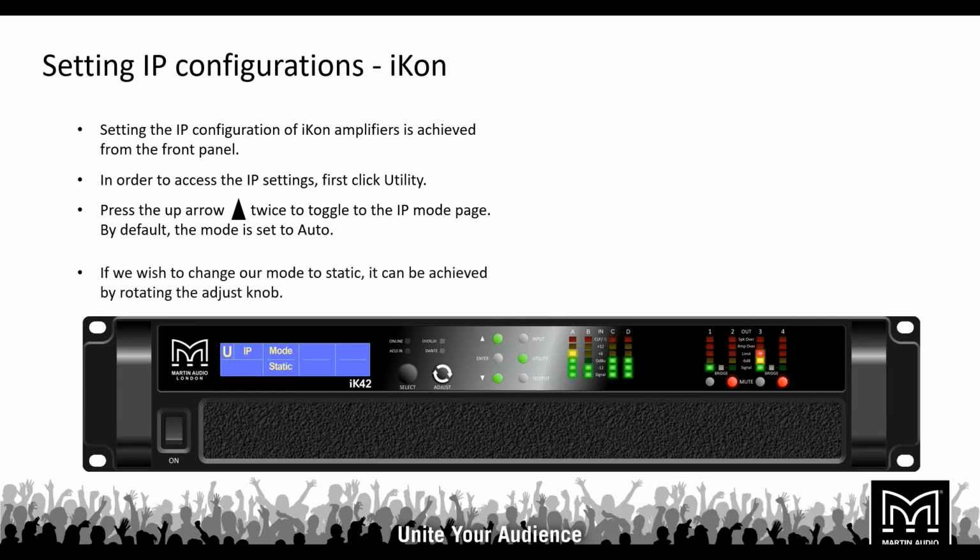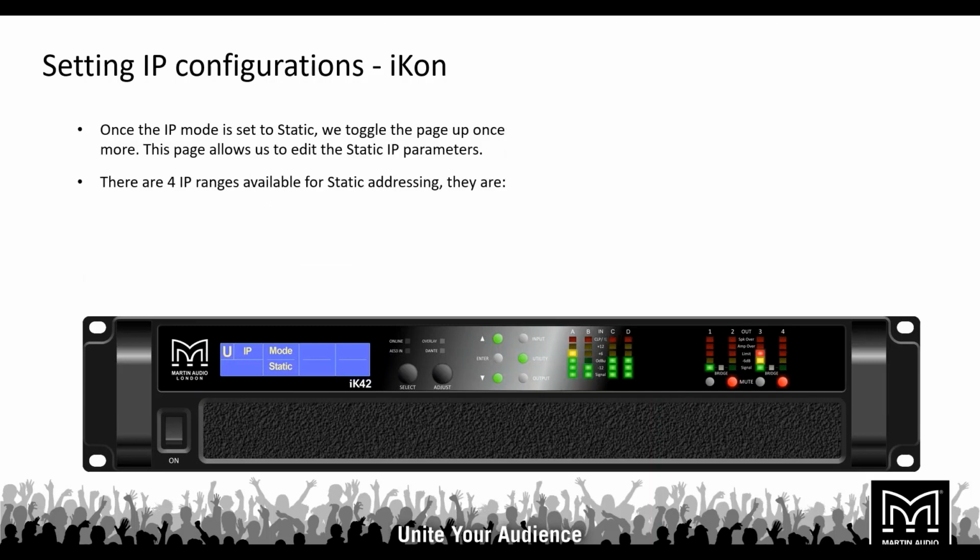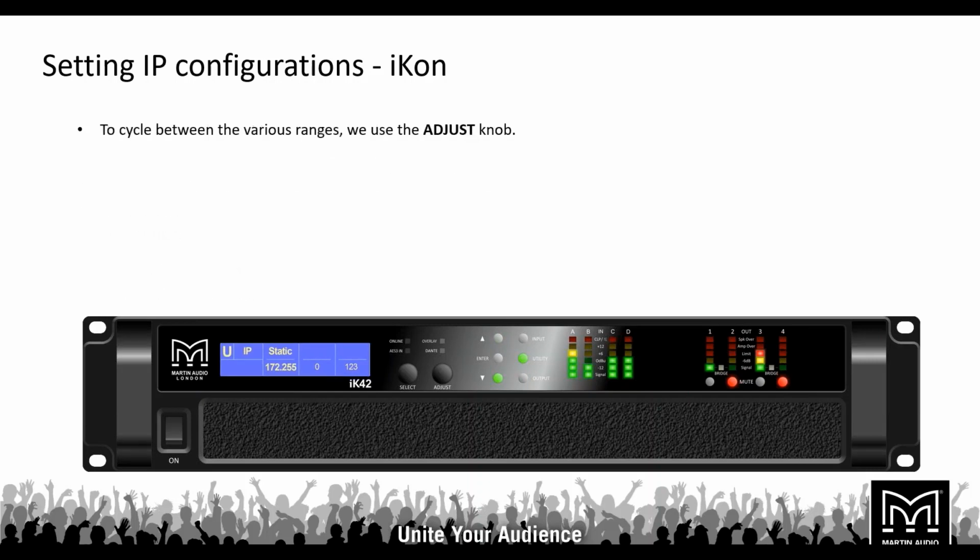If we wish to change that, we can hit the adjust knob, which will make it static. Now in static mode, there are 4 available ranges, which are 192.168, the 169.254 we've already mentioned, 10.0 through 10.255, and a 172.0 to 172.255. So to cycle between these ranges, again, we use the adjust knob.